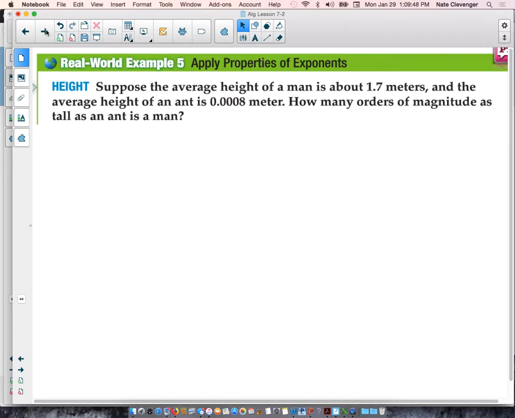Okay, suppose the average height of a man is about 1.7 meters and the average height of an ant is 0.0008 meters. How many orders of magnitude as tall as an ant is the man? Okay, so the man is 1.7 meters. What is that closer to? Is that closer to 10 to the first, or the value of 10, or is it closer to 1? It's closer to 1.